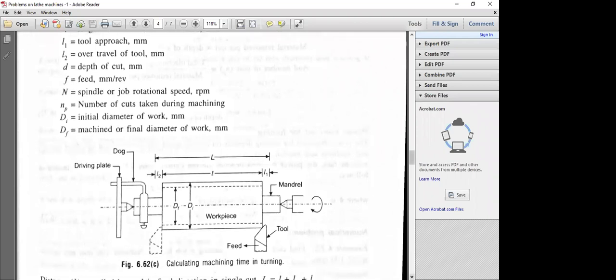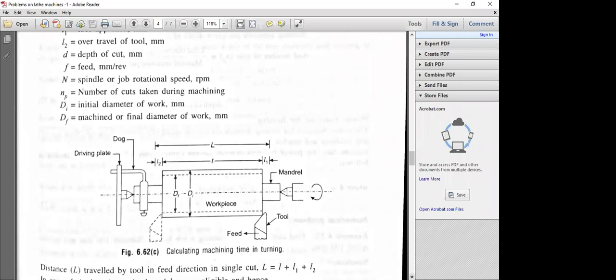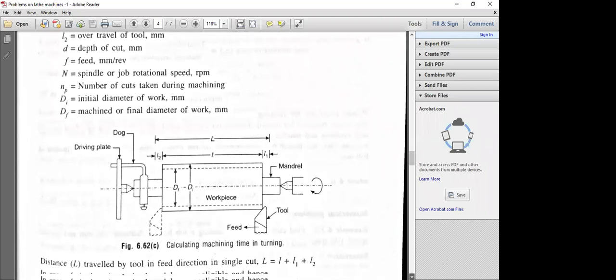This is how you have to calculate the machining time in turning. So capital L is equal to small l plus L1 plus L2. So what is distance L? It is the distance traveled by the tool in the feed direction in a single cut. That's why I'm saying again, it is a single cut or a single pass.